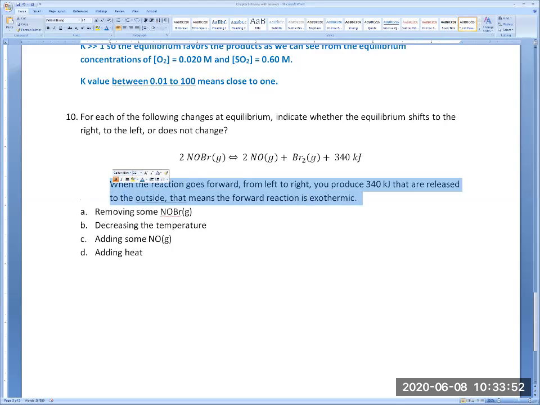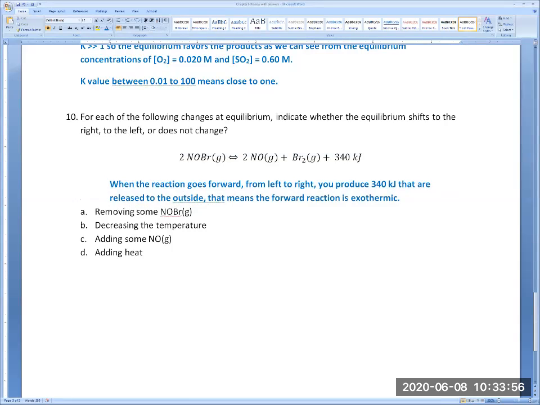So that's how you should interpret the fact that there is plus this amount of energy on the right side. It means it's exothermic this way, going to the right. You're producing this amount of heat and it's released to the outside. And so that means the forward reaction is exothermic.